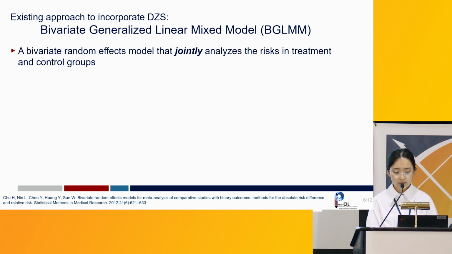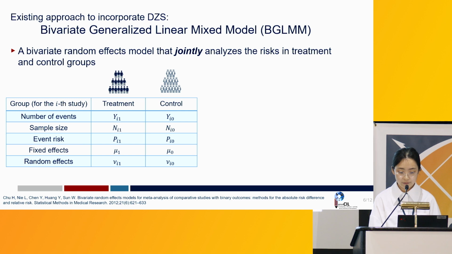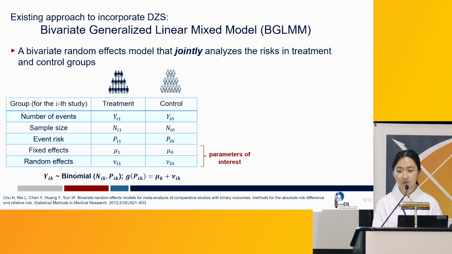The BGLMM is a bivariate random effects model that jointly analyzes the risk in the treatment and control groups. And specifically, the number of events for the treatment and control groups are denoted as Y and follow a binomial distribution, with N being the sample size and P is the event risk. And event risk are modeled using a fixed effects and random effects component, and the parameters of interest are the fixed effects and random effects, and they can be directly estimated using the maximum likelihood estimation.